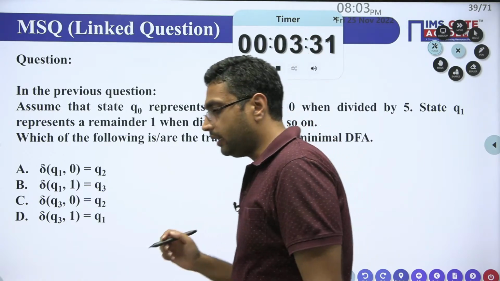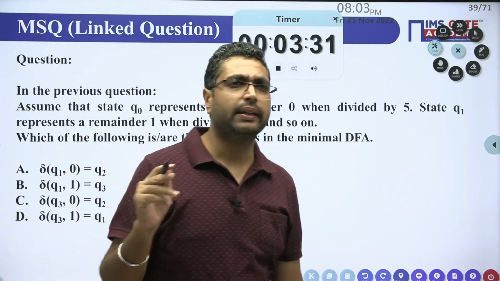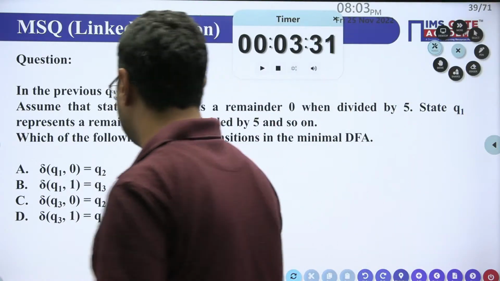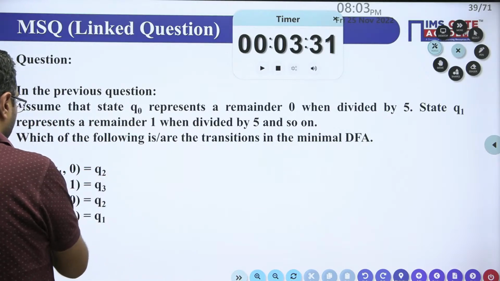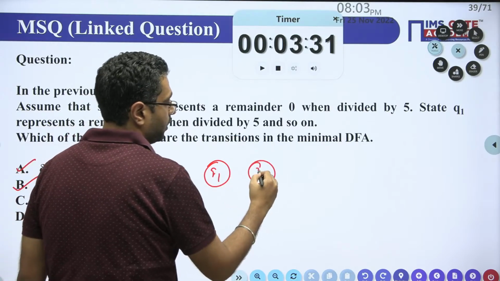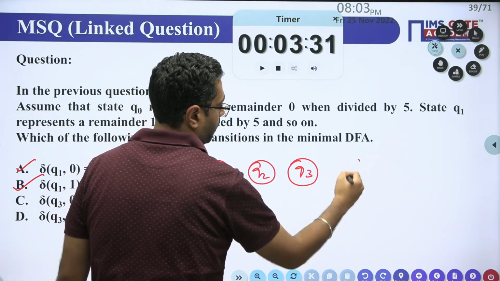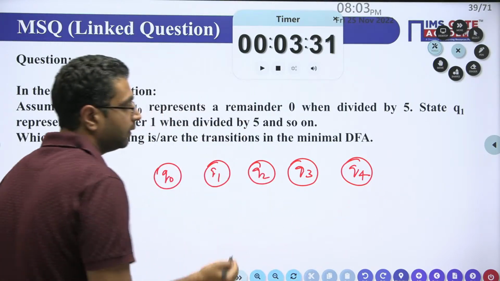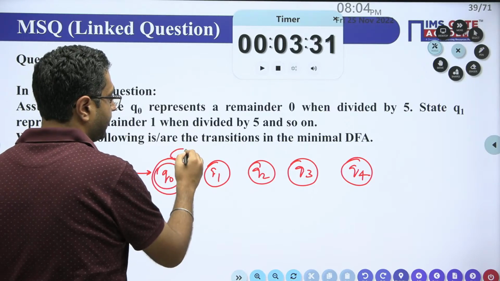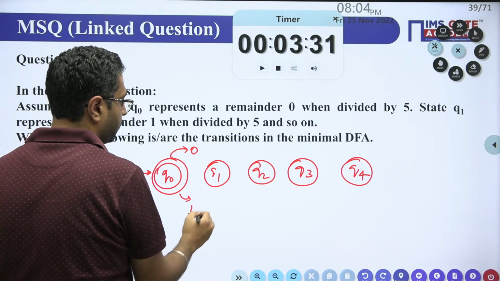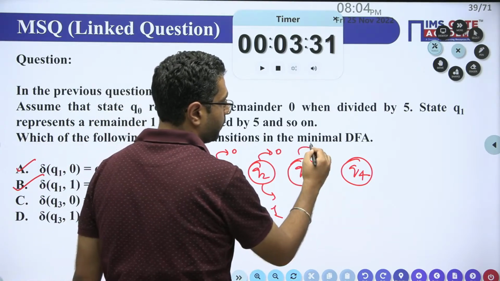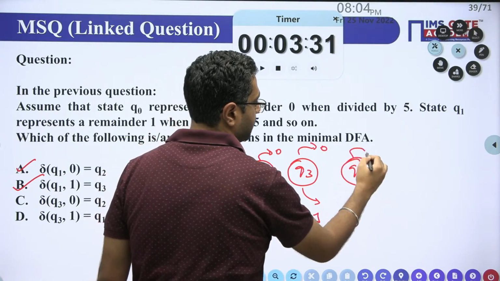So now let me explain. When Kundan, you asked me how to draw the DFA, the actual approach is: we know that there are 5 states, and you will end up making 5 states: Q0, Q1, Q2, Q3, Q4. Q0 is your initial state and the final state itself, and you will write the transitions on 0 and 1 for each of these states.